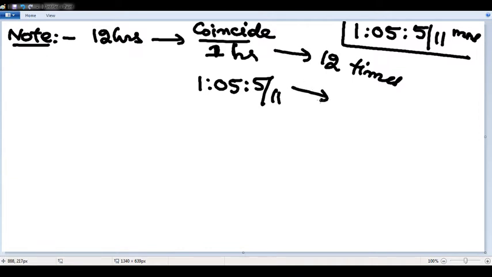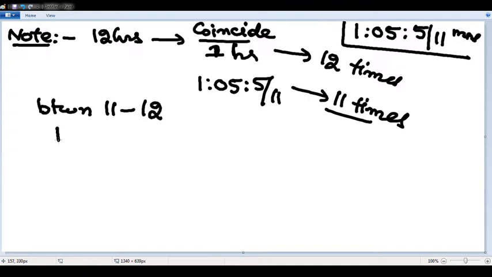I will give you the proof. They will meet 11 times. Anil sir, why in 12 hours, hour hand and minutes hand will not coincide 12 times? Why will it coincide 11 times? It is because of between 11 to 12. So after meeting, which I'll tell again, 1 hour 5 by 11.